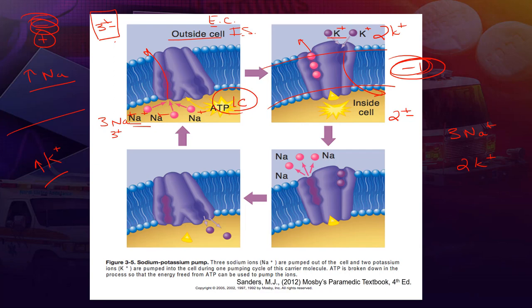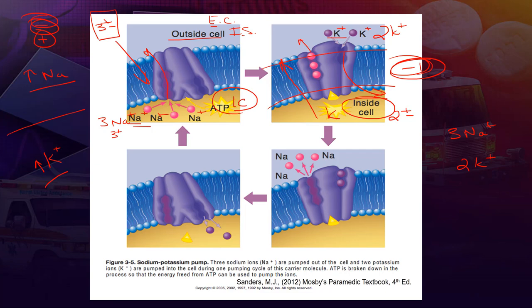But for potassium, although it's only two relative to the three, there's more potassium on the inside of the cell after this is done. So there's a high concentration of potassium on the inside of the cell. So potassium, when it gets its opportunity, will move to the outside of the cell where there's less potassium.